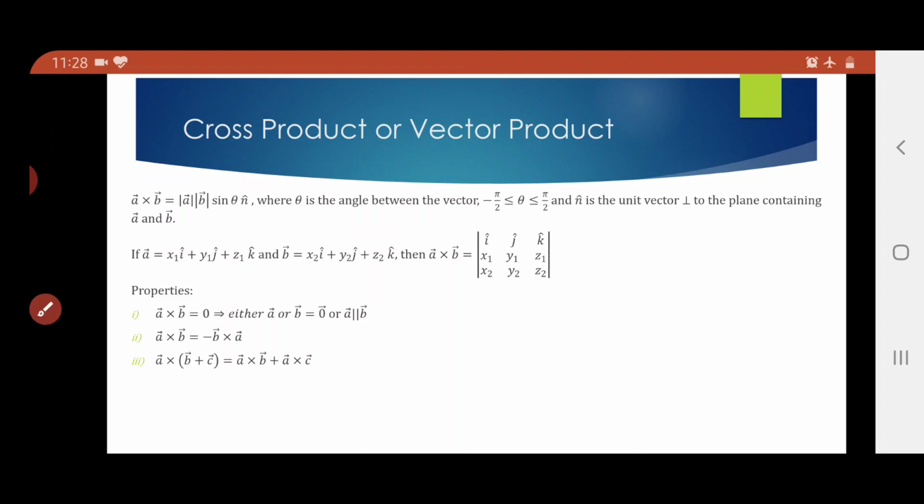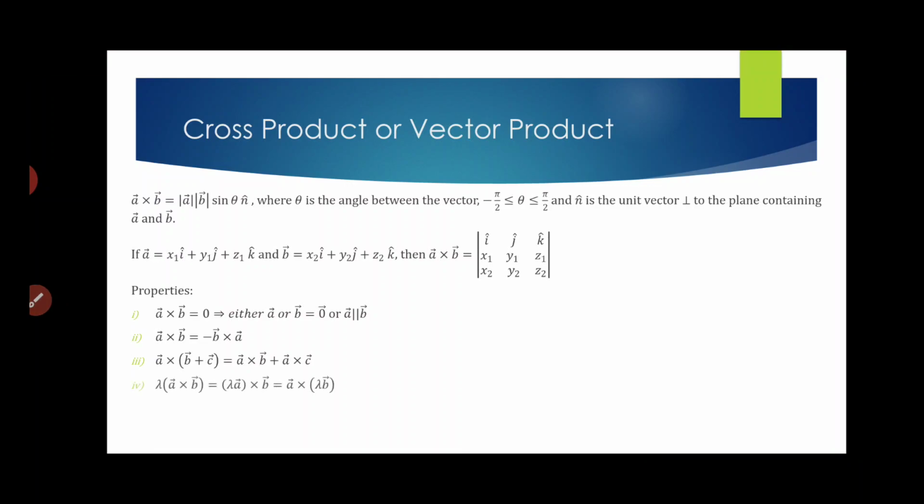Next, A cross (B plus C), again cross product is distributive over addition or subtraction. Cross product is also distributive over scalar multiplication, so it really doesn't matter where you are multiplying the scalar. You can multiply it outside the whole product, or you can multiply it to individual vectors also, no problem.